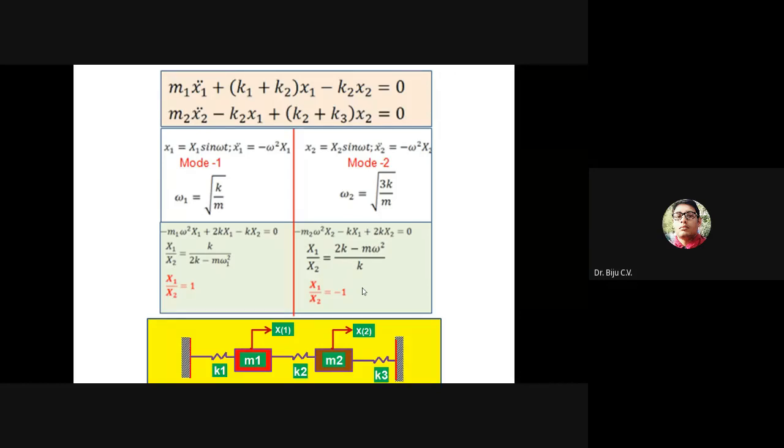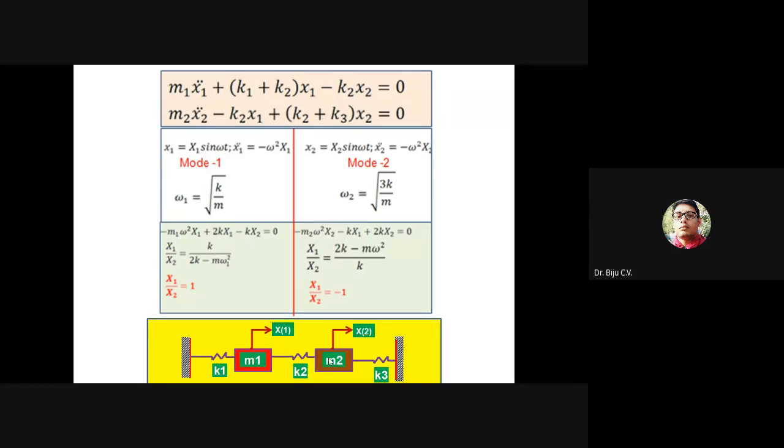What is the meaning in this particular scenario? M1 will move some distance towards right, say 1 unit. So M2 will also move towards right the same unit. So M1 and M2 will move towards right in the same phase, same magnitude. That is the first move. Are you able to visualize it?